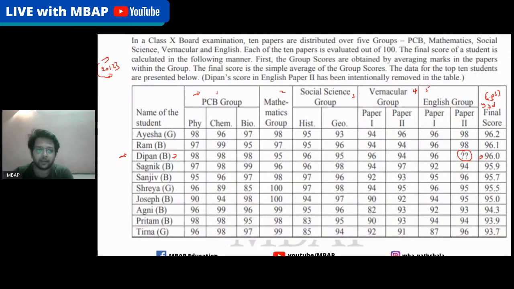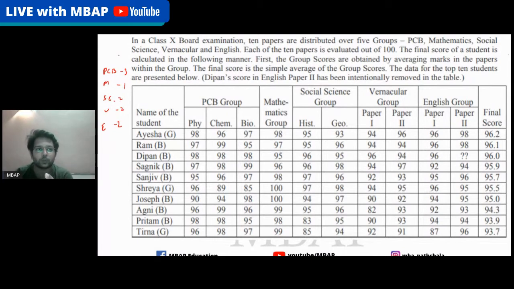If I go back, I'm here. What is the difficult part in this question? The difficult part is only one thing: there are multiple times you have to take the average. Only then you will be able to understand the value of the final score. So technically, you first need to find the group scores of PCB, Math, Social Science, Vernacular, and English. Each of them respectively has 3 papers, 1 paper, 2 papers, 2 papers, and 2 papers. That's the number of papers available to them.